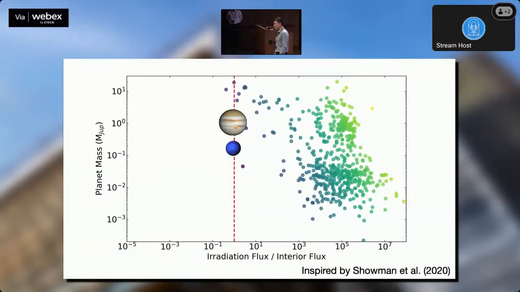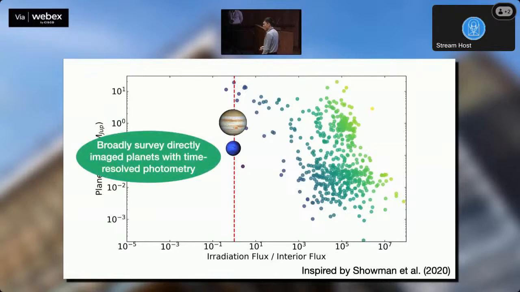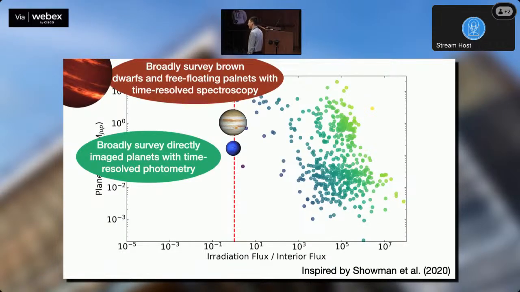Looking into the future, looking at this diagram, planet mass versus the forces driving the atmospheric dynamics of a planet, we covered the right part of this with JWST. I hope we can broadly survey direct images of planets as far as we can with James Webb. I hope we can provide more context with additional observations of brown dwarfs. And we need the coronagraph, we need the stability HWO will give us.